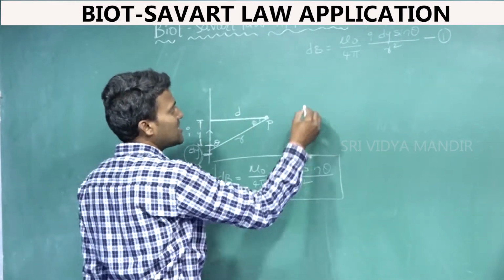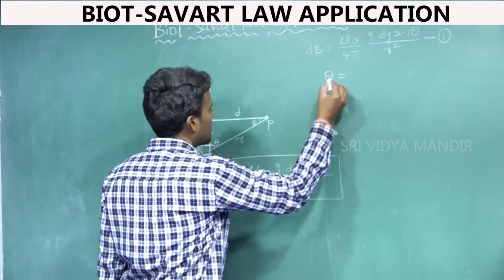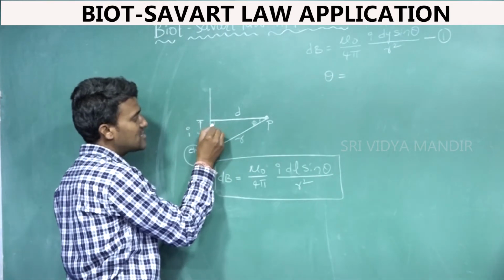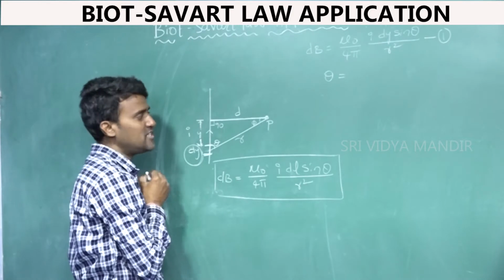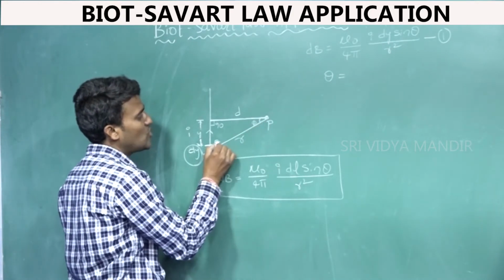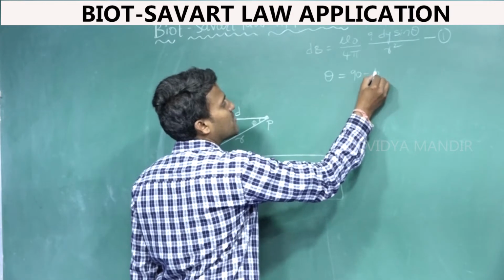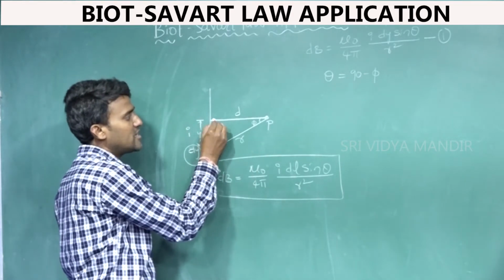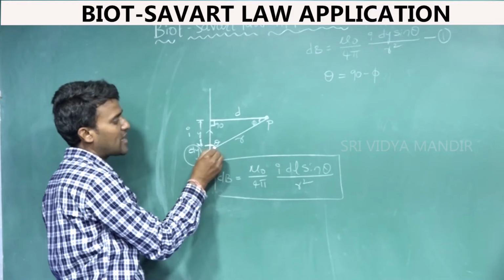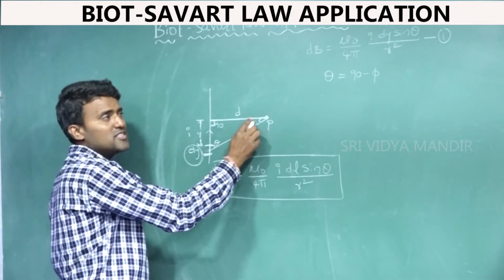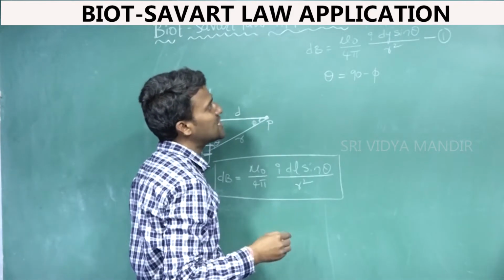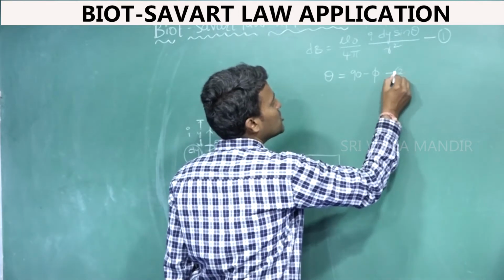First I am writing theta is equal to how much? Here this angle is 90, and this is phi, so the remaining angle you can write as 90 minus phi. So theta is equal to 90 minus phi. This is equation number 2.